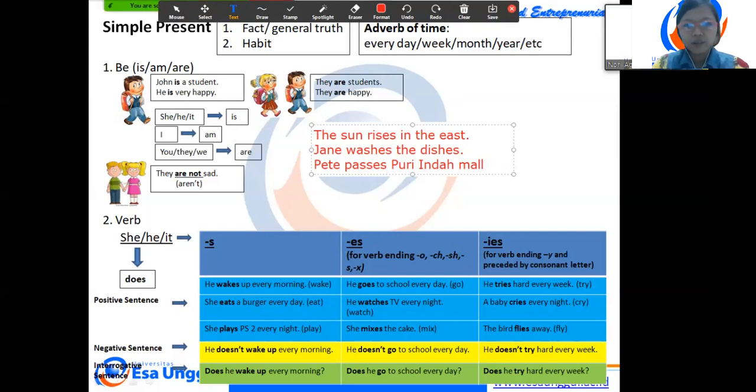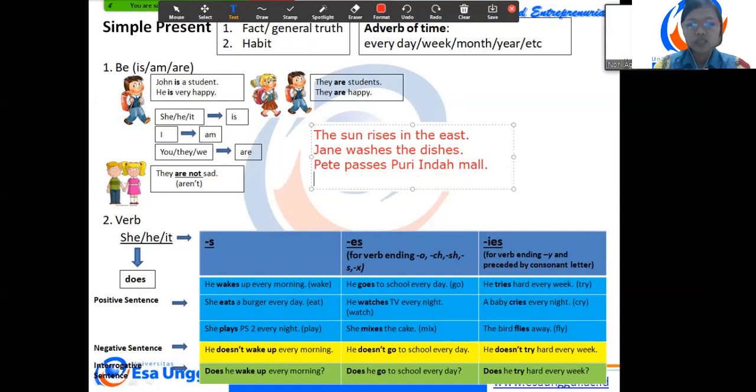And then if the verb, the ending x, we also put es. For example, she mixes the cake. For certain verb, if the ending y and preceded by the consonant letter, we must change y into ies. For example, he tries hard every week. Look, the ending y before y, r, and r is consonant. So we must change y into ies. The other example, a baby cries every night.